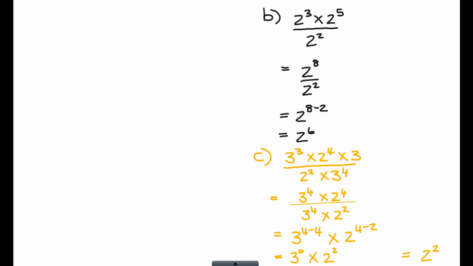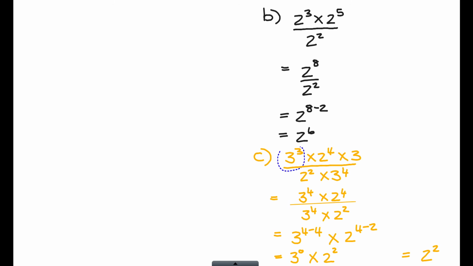Okay. And now when I look at this, 2 to the power of 8 divided by 2 to the power of 2 means that I must now go and subtract the exponents. So that's how I got 2 to the power of 6. Okay. Right. Then at C, same thing.